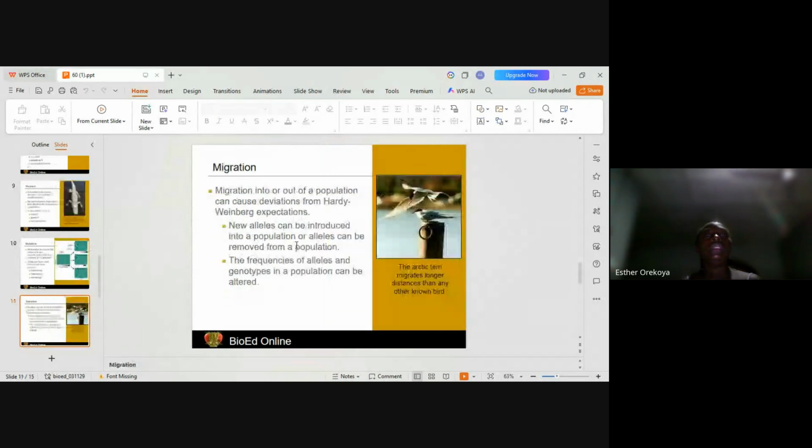Then we have migration. There is migration into a population or migration out. For example, you are in Ogun State, and you tell yourself that, okay, housing is expensive in Ogun State. I heard housing is cheaper in Port Harcourt. You move out of Ogun State and move into Port Harcourt.